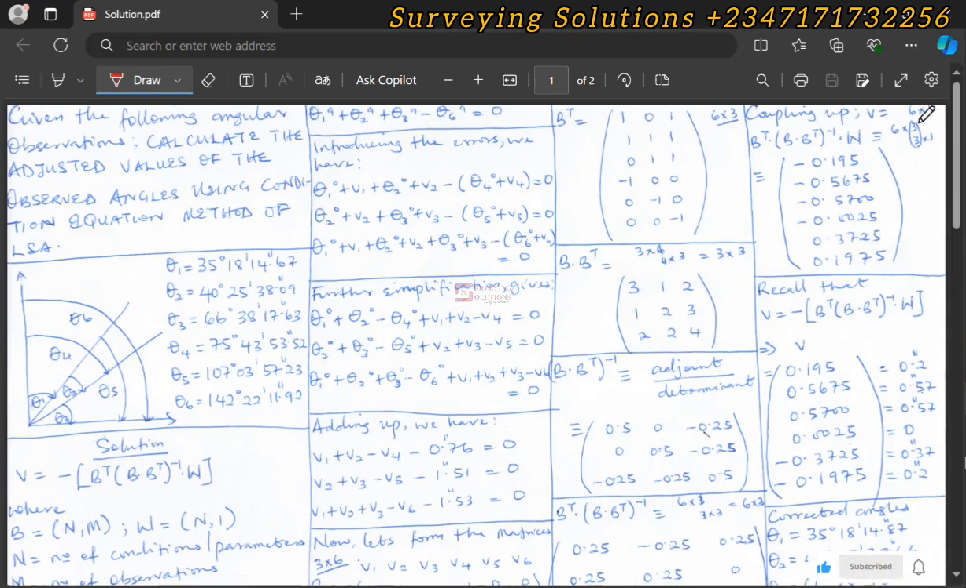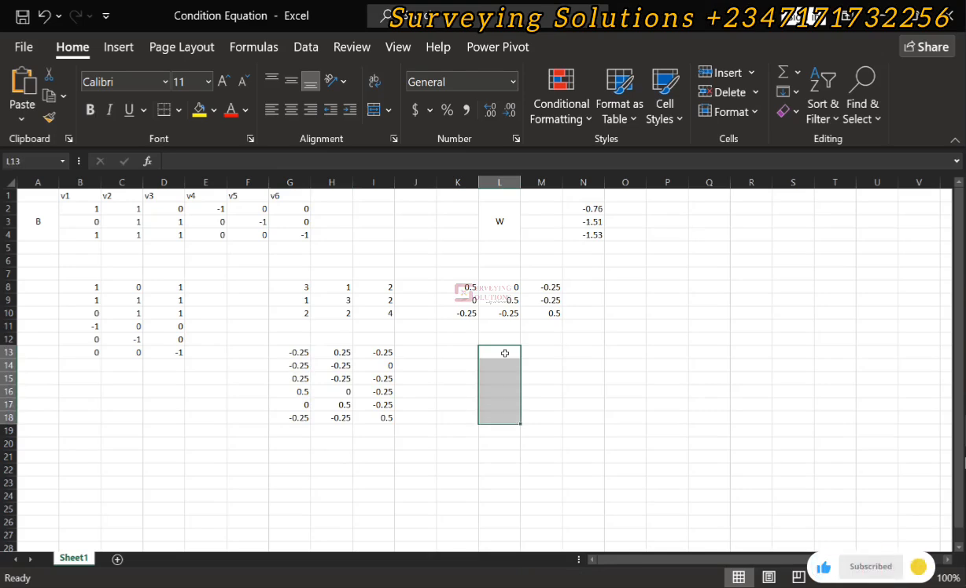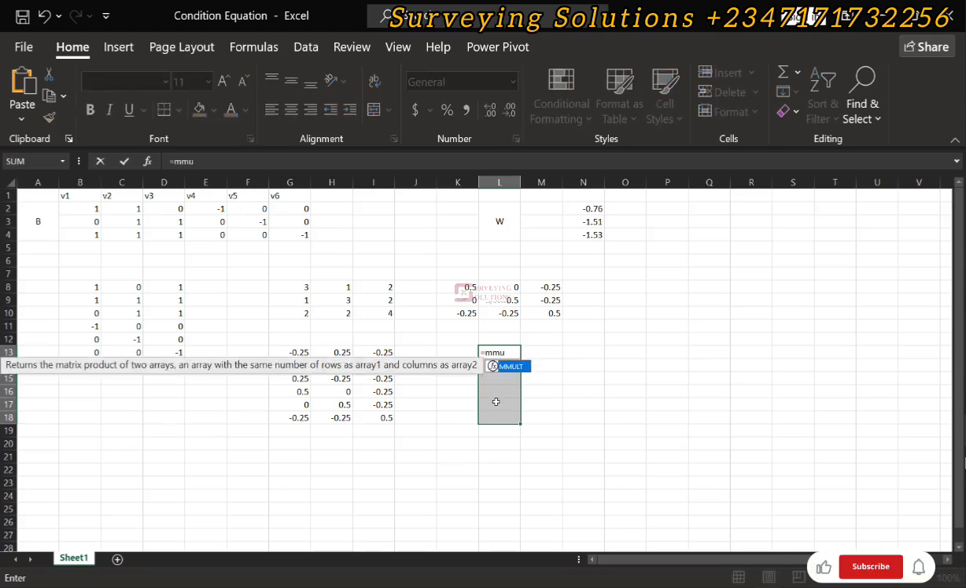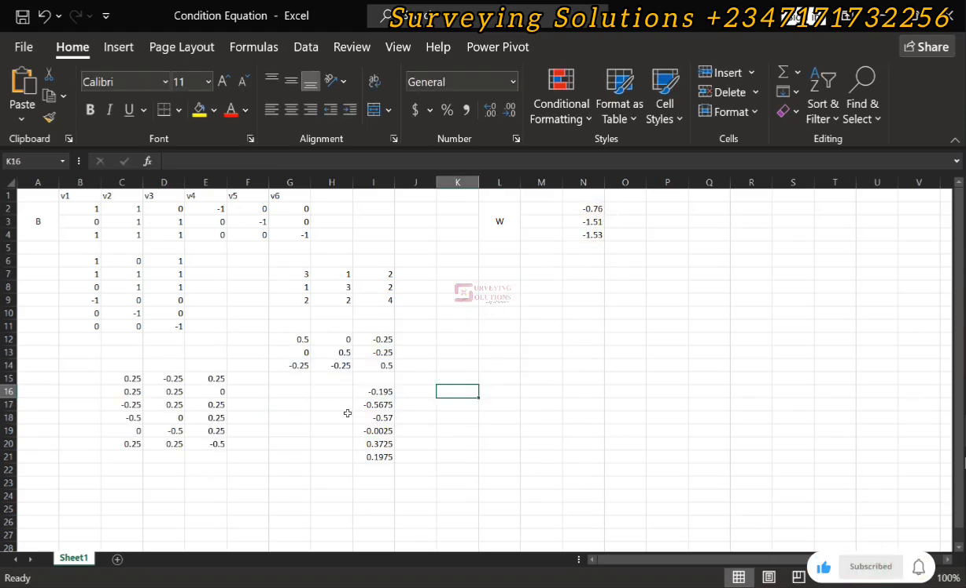So we are now going to define a 6 by 1 array on Excel and then carry out this set of matrix multiplication. A 6 by 1 array will be 1, 2, 3, 4, 5, 6. These are the 6 rows, and then we just have a single column. So equal to MMULT, whatever we have here, then comma our W, Control Shift Enter.